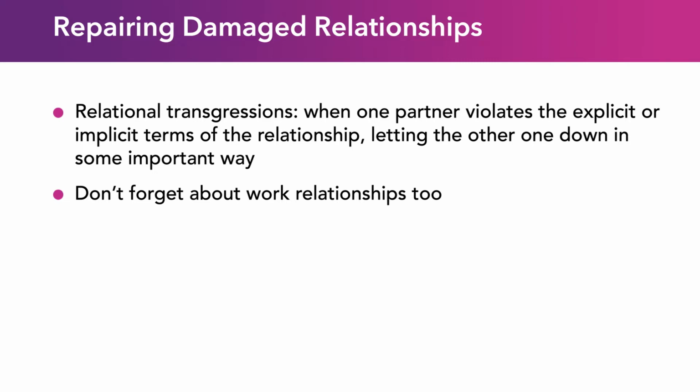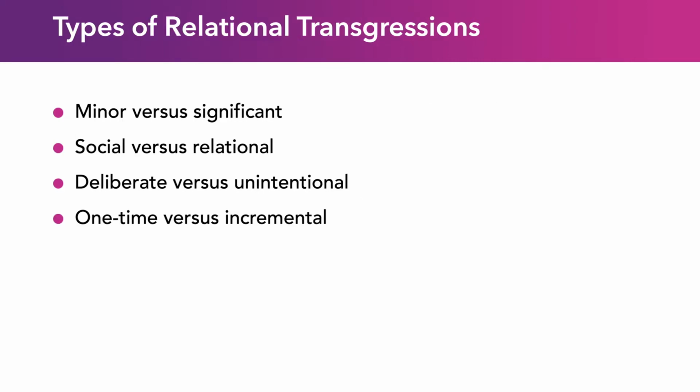Okay, so let's say that is a minor transgression. Okay, it's not a big deal. A significant transgression could be, who knows, you're in a romantic relationship and the other person has cheated on you. Okay, I would say that is definitely a significant transgression.